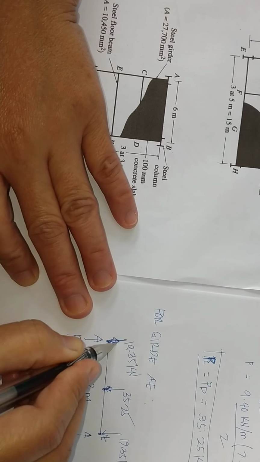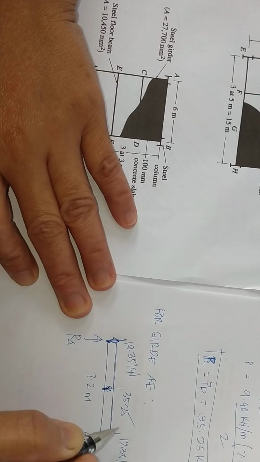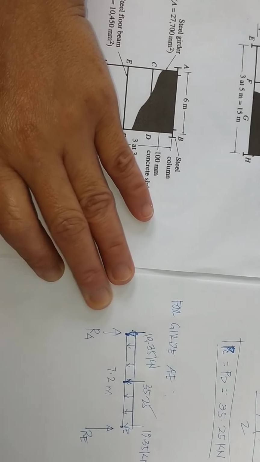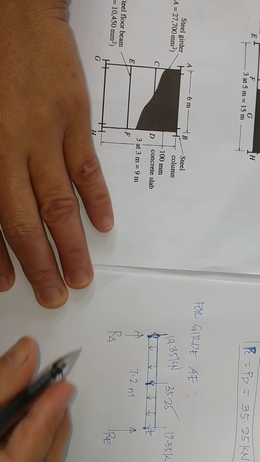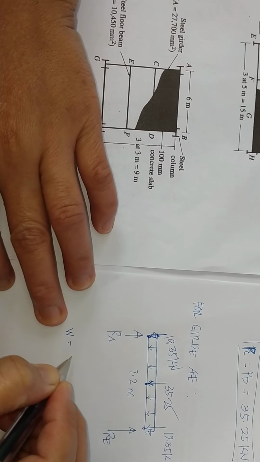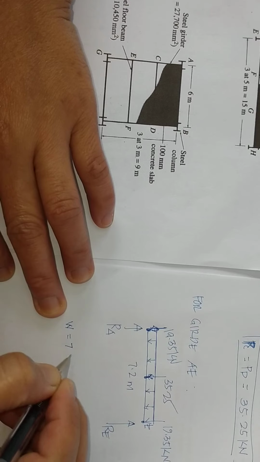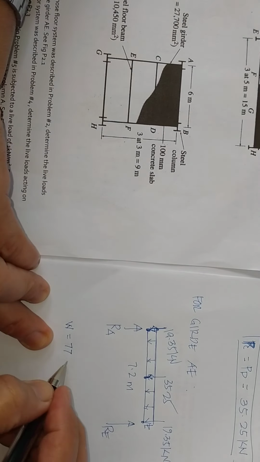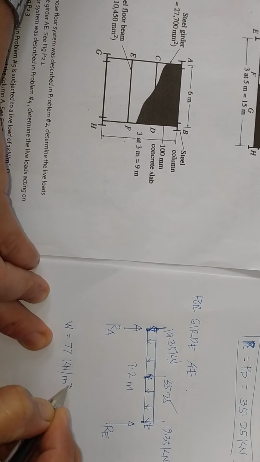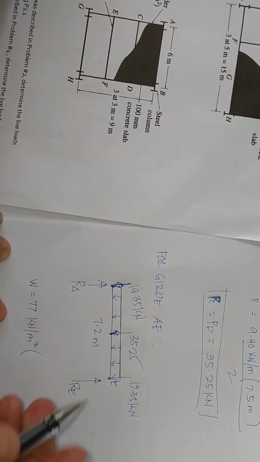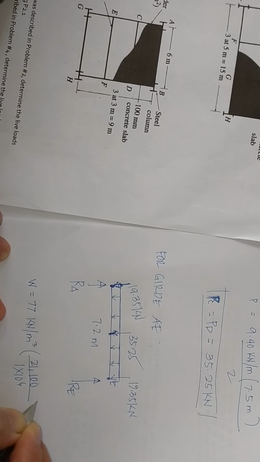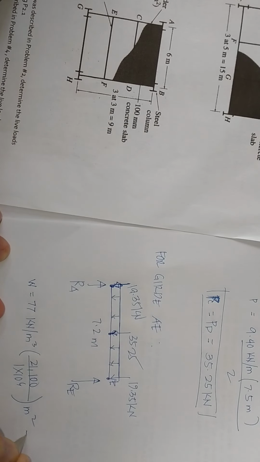So what is the uniform dead load of girder AE? The uniform load equals the weight of girder alone, unit weight in kilonewton per cubic meter multiplied by its cross-sectional area, that is 21,100 over 10 to the 6 meter square.